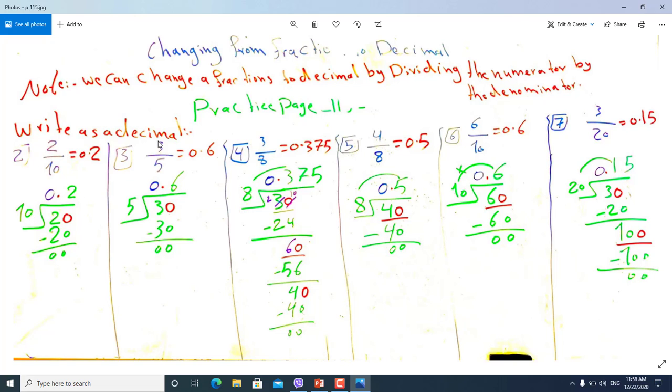And from number 3 we have 3 over 5. We will divide 3 by 5. 3 divided by 5 is 0. But we make it a decimal number. We put a point there and 0 next to this 3 to be 30. 30 divided by 5 is 6. 6 times 5 is 30. We'll subtract, we get 0.